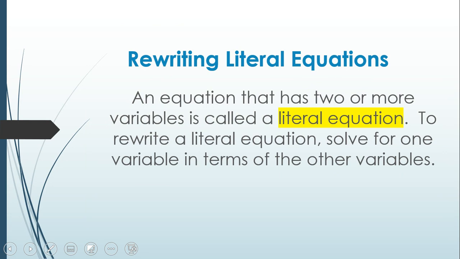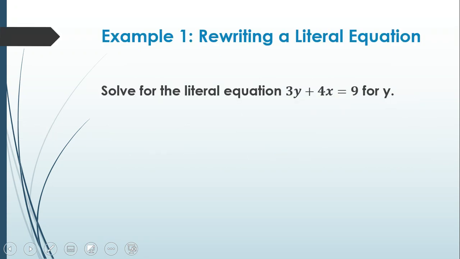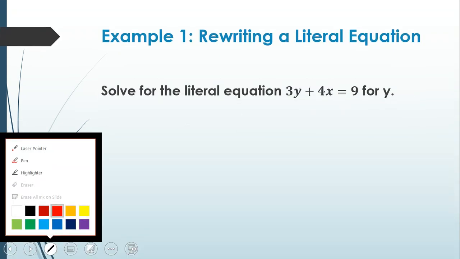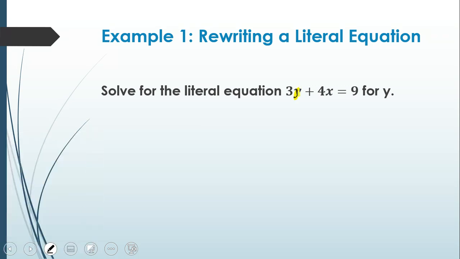So when you're rewriting a literal equation, what that means is that an equation has two or more variables. That's what a literal equation is. And what we're doing is we're solving for one of the variables. So our goal is to get one of the variables by itself, and we'll use inverse operations to do that. So one of those common things that you'll see is solving for y, or getting y by itself. So our goal here is to isolate that y variable.